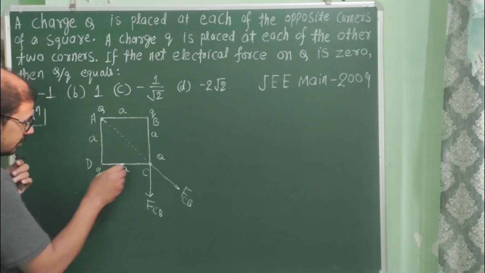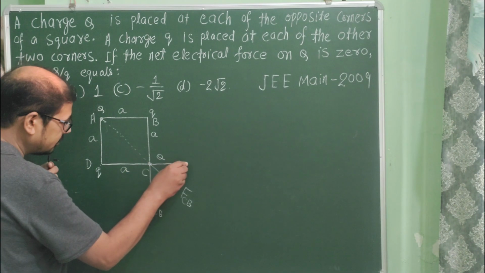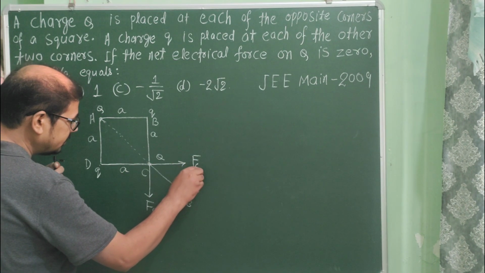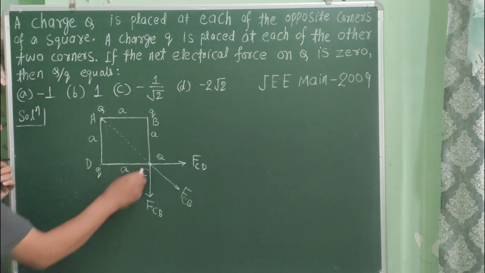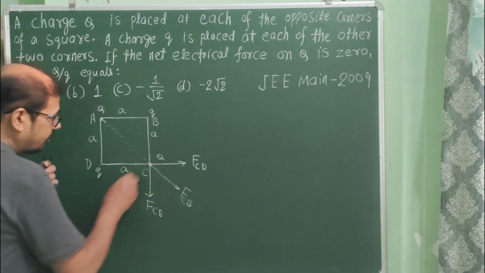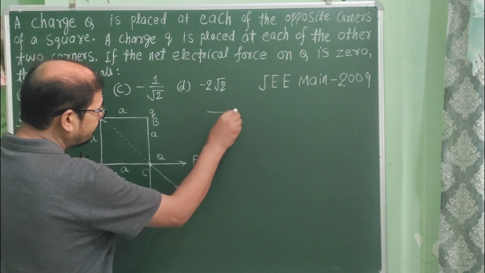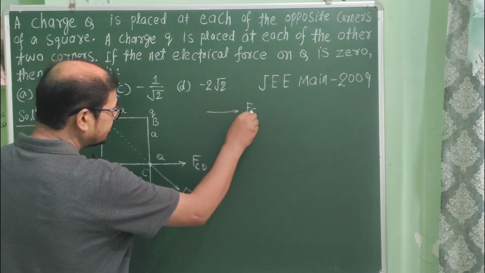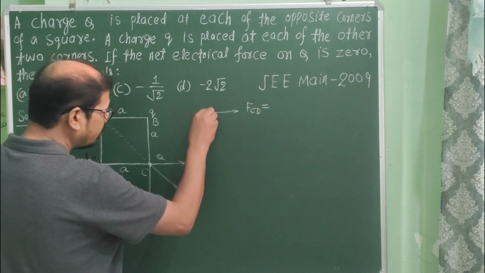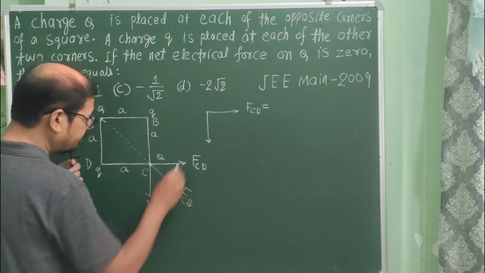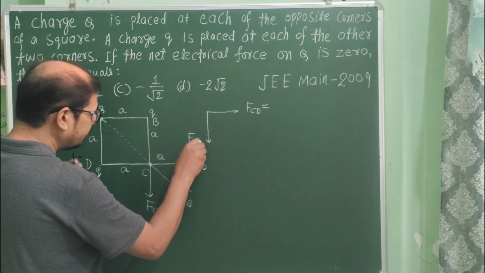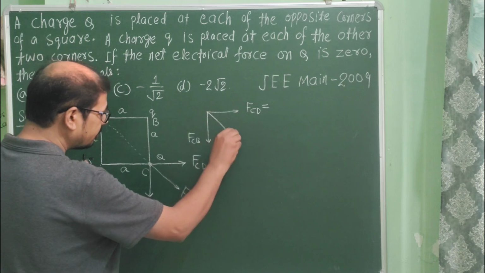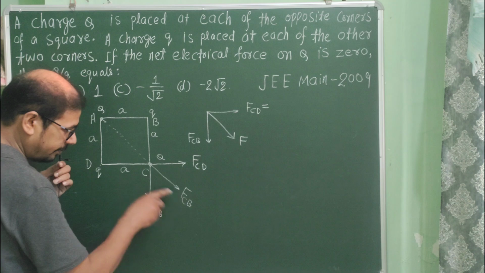Now, the force applied by Q on C, F_CD. This is the force on Q. Now, one force here, this is F_CD. Another force here, this is F_CB. And another force here, this is F_CB.